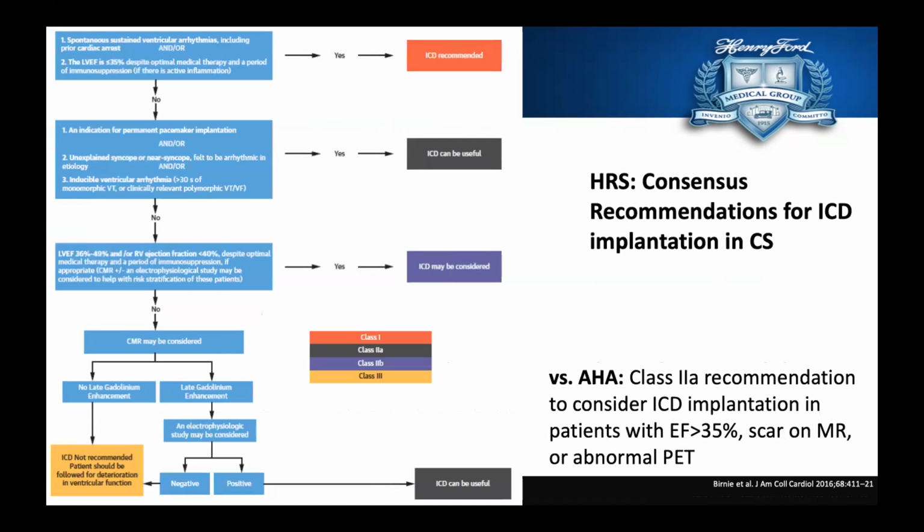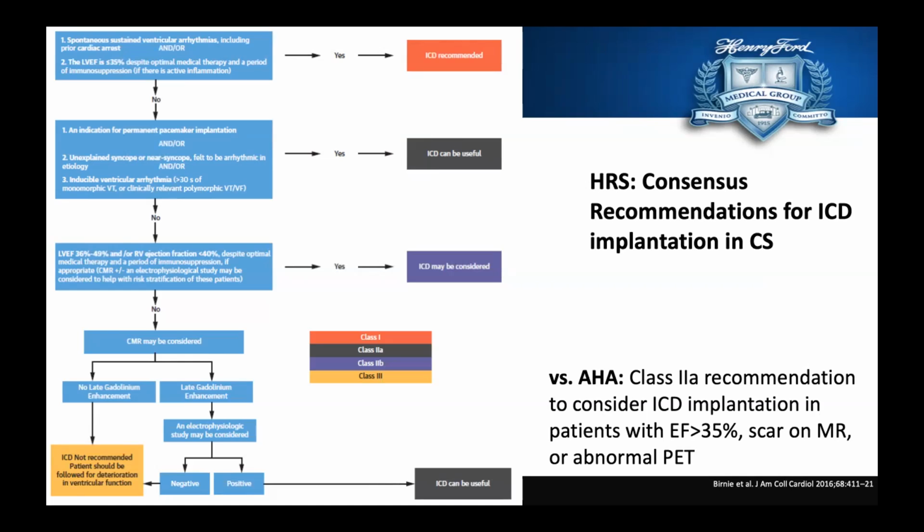This is the consensus recommendations for ICD implantation in cardiac sarcoid from HRS. So it kind of walks you through the class 1, 2A, 2B recommendations. At the top, just to briefly go over, if you have sustained arrhythmias, including prior cardiac arrest and or EF less than 35, despite optimal medical therapy, being on immunosuppression, ICD is recommended. And it kind of goes down the line. If there's unexplained syncope, inducible arrhythmias, ICD can be useful, class 2A.